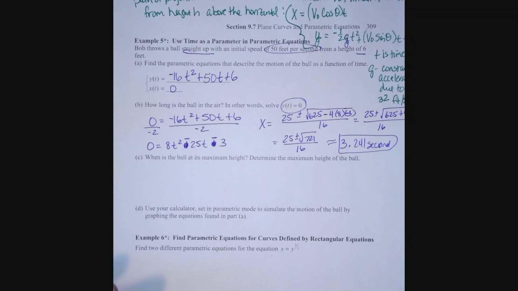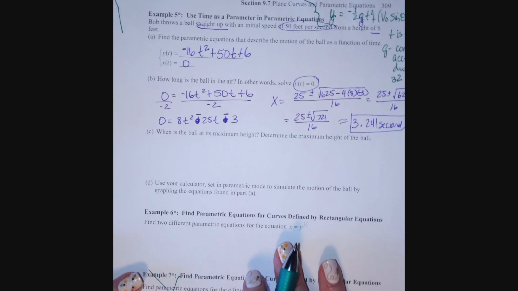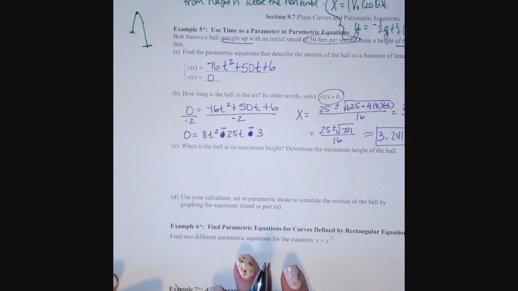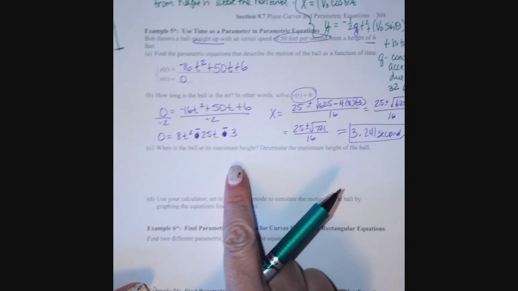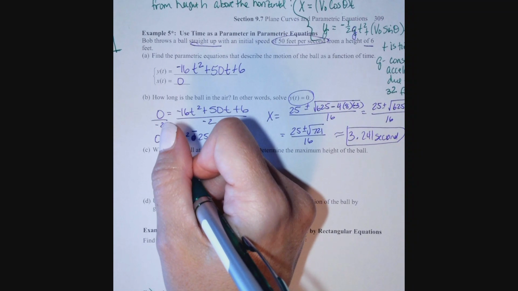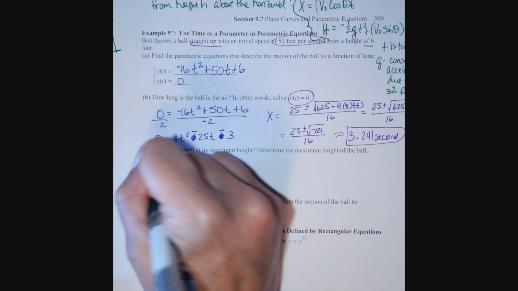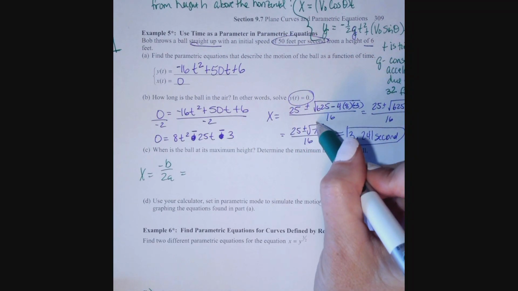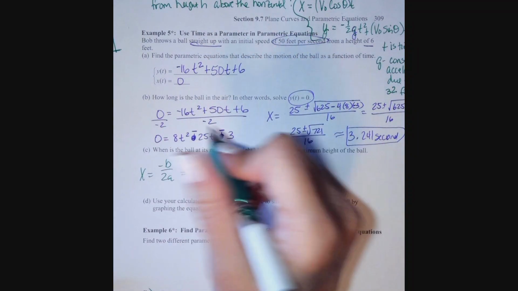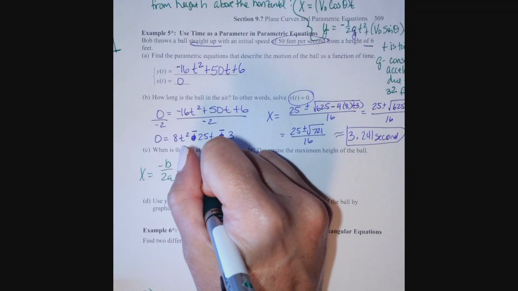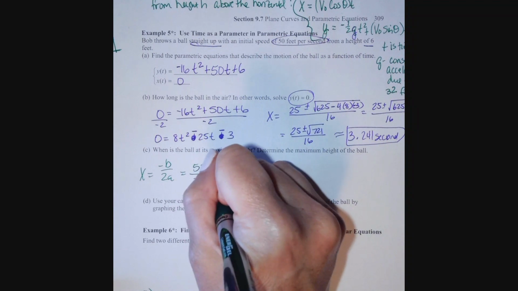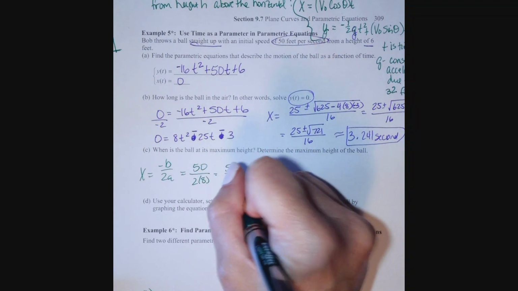Well, what is its maximum height? The maximum height of the ball occurs at the vertex of my parabola, that highest location. This is as high as the ball gets. This is when it hits the ground. Well, the vertex of a parabola, if you think back, that x-coordinate is negative b over 2a. It's that first part of my quadratic formula. So that negative b is a positive 50 over 2a is 2 times 8. So that gives me 50/16.